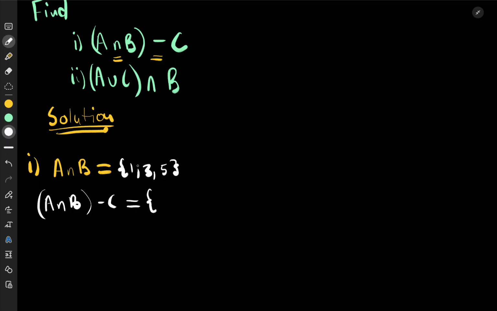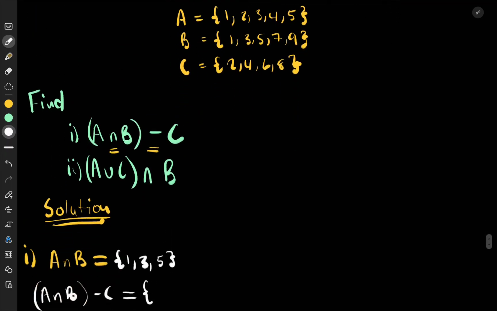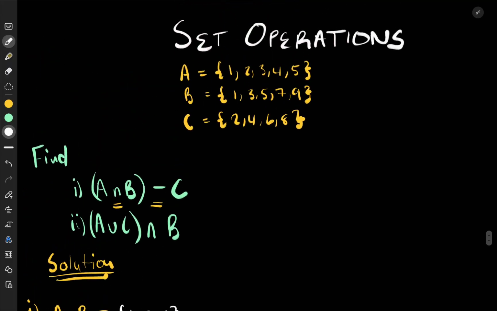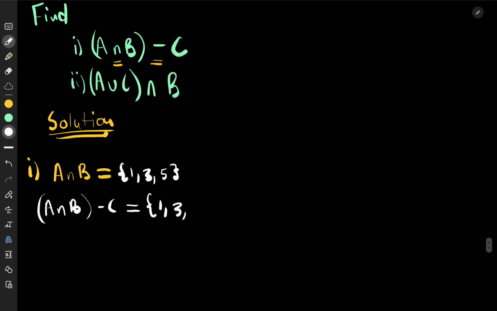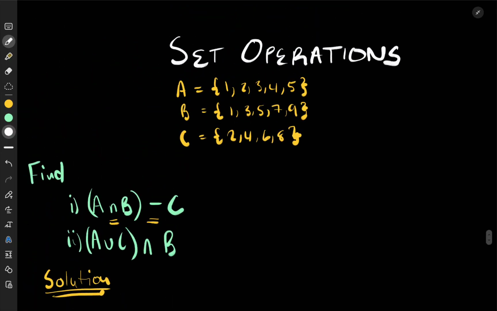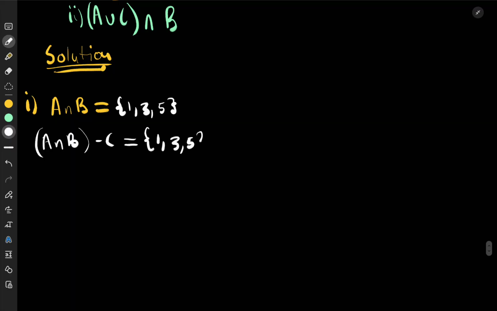So we start with 1. If it's in C, we can't put it. So 1, is it also in C? No. So we can put 1. 3, is 3 also in C? No. So we can put it. Next is 5. Is 5 also in C? No. So it can come like this. And now this would be your final solution and you would be done. Okay? That's how you solve it.